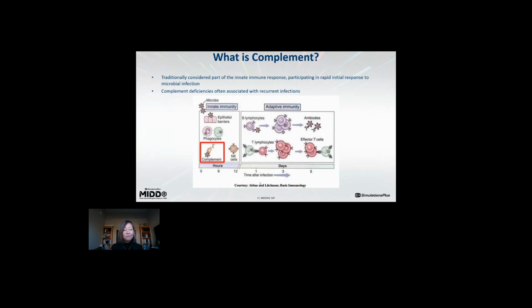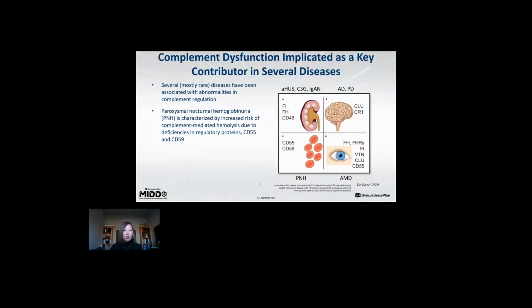Let's start with the simpler case, though, where we have complement dysfunction as one of the major contributors. There are several diseases where complement dysregulation is implicated as a main driver. That's shown a little bit here on this right graphic, where you can see that there are multiple organs, kidney, red blood cells, the eye, the brain, that have been associated with diseases in these organs associated with abnormalities in complement regulation. And I'll just take one example.